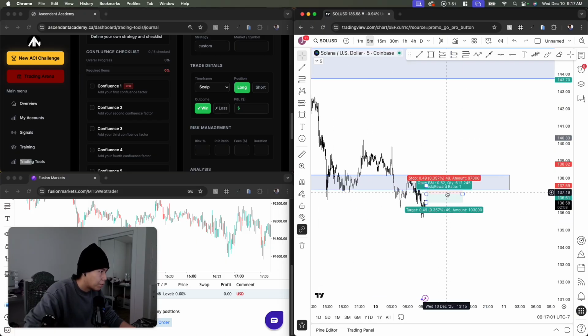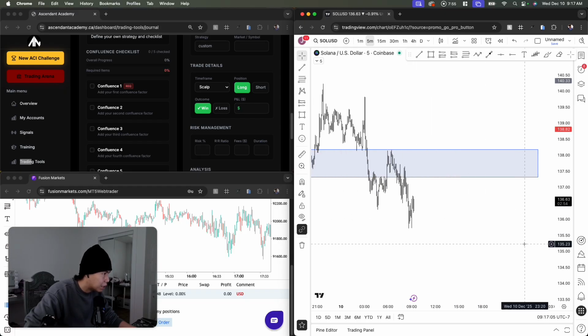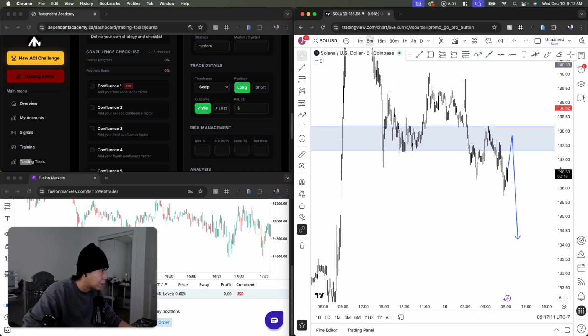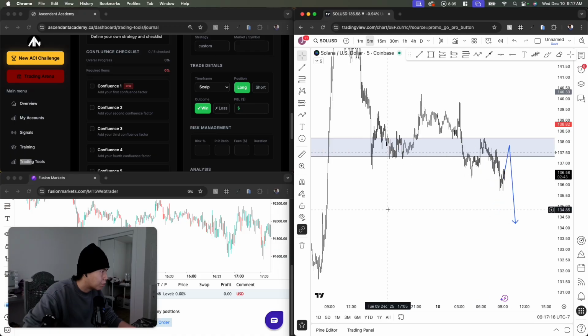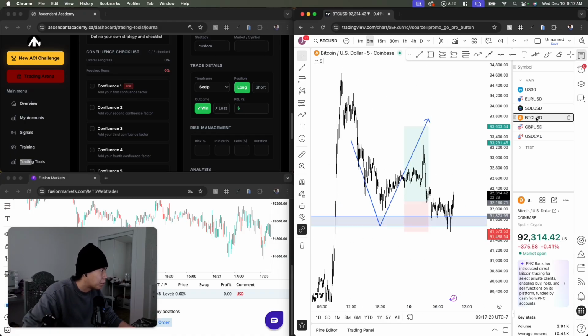But for the time being, that is a position that I would be interested in taking if we get a little bit of a recovery into this zone and then start to show signs of rejections back down. And it's possible that I will take that. So I will set an alert for Solana, because that's interesting for scalping purposes.